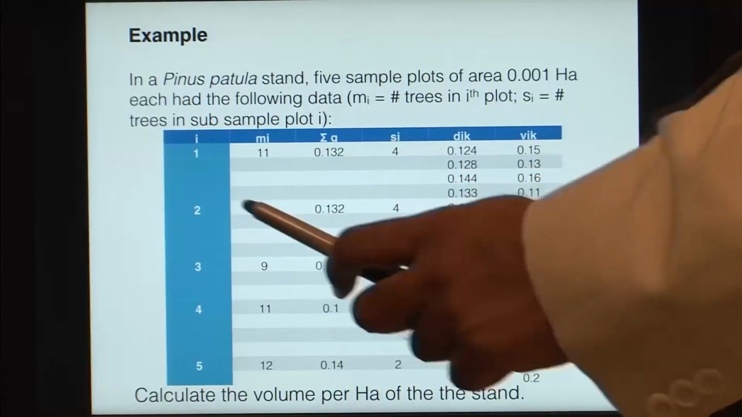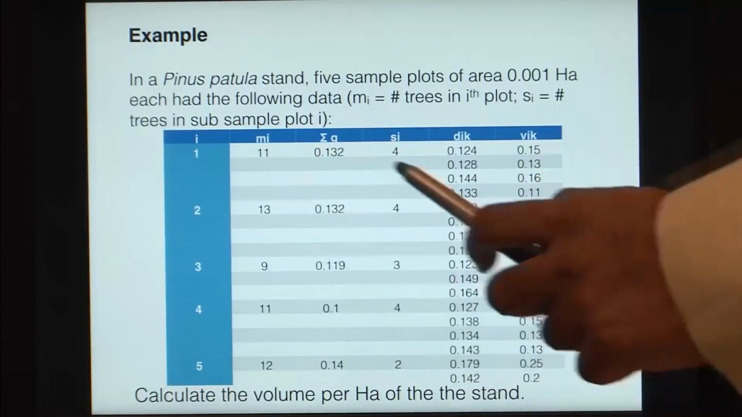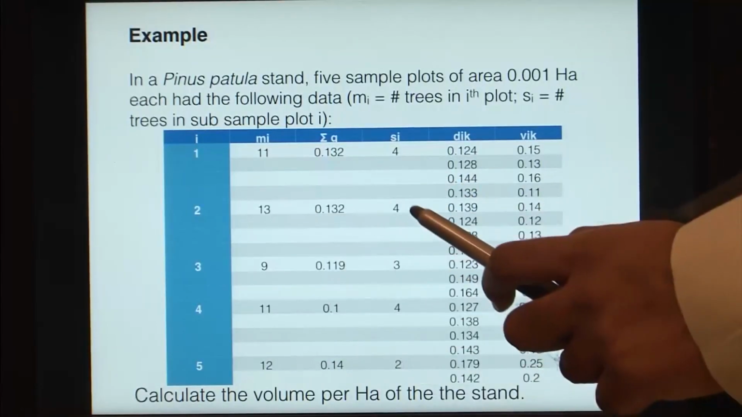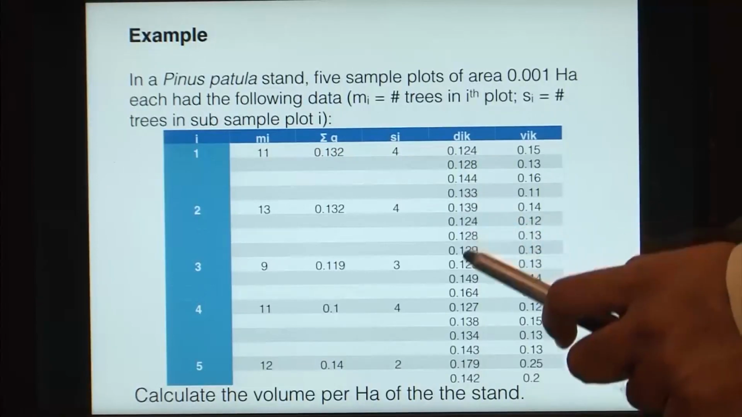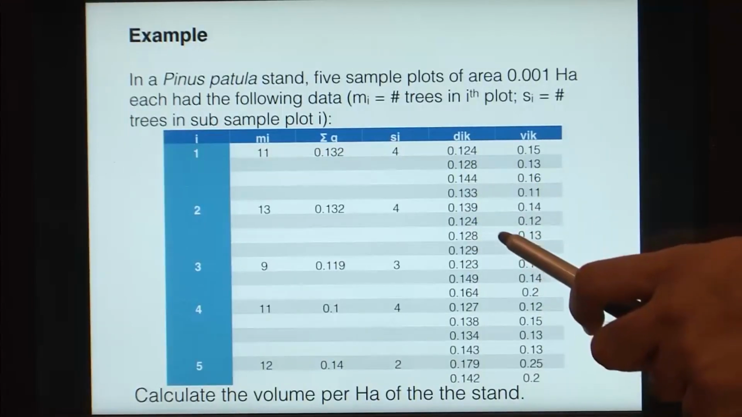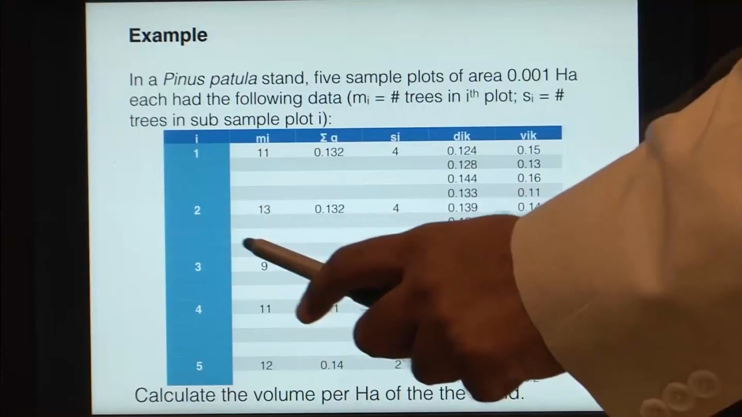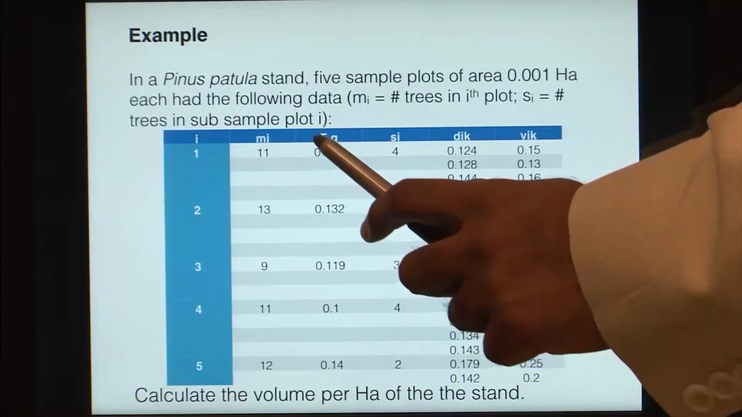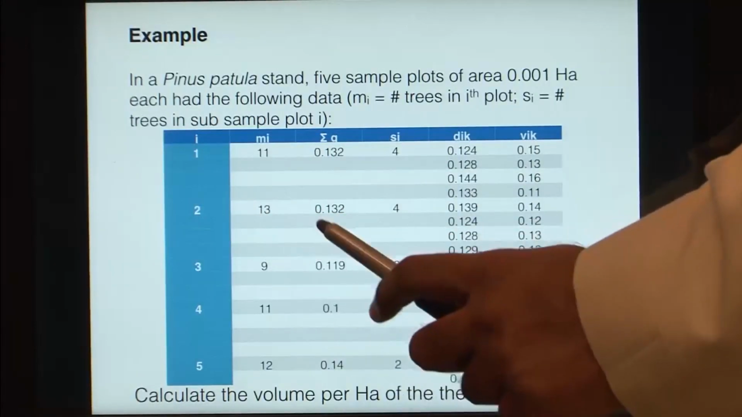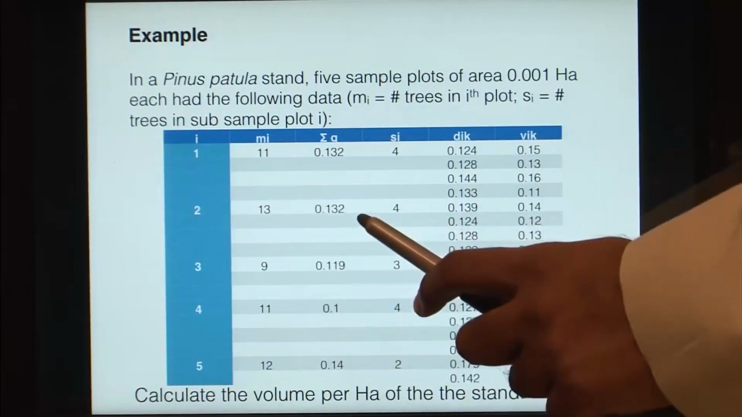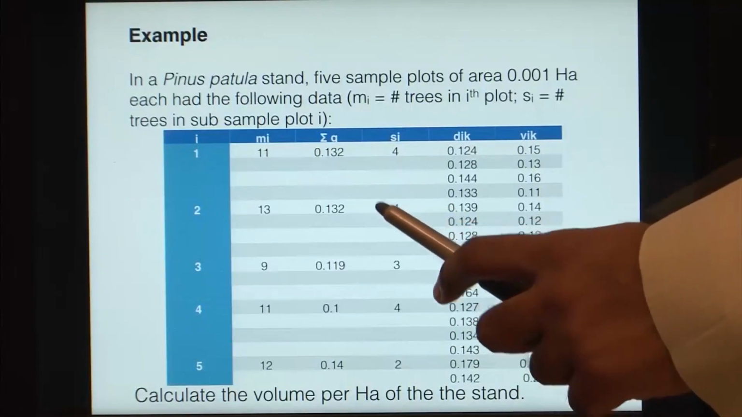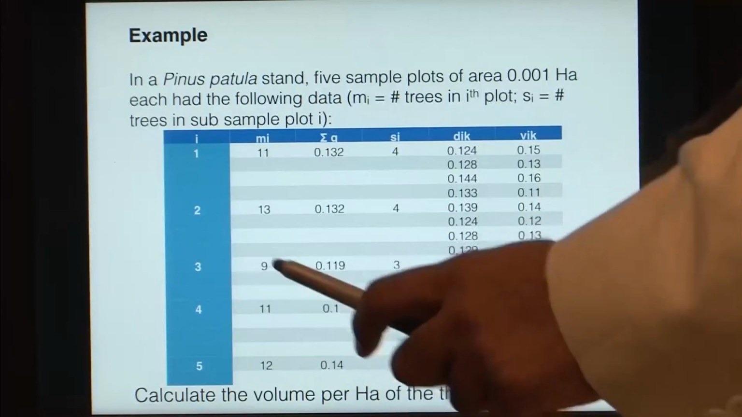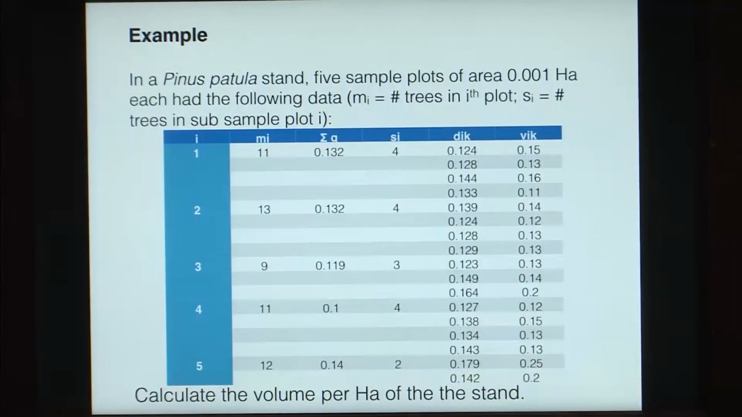Similarly, for the second sample plot, out of 13 trees you took a subsample plot of 4 trees. For these 4 trees you have measured the diameters and the volumes completely, whereas for all these 13 trees you have figured out the basal area and the sum of the basal areas. So, for these 13 trees you have the sum of the basal area, and for these 4 trees you have individual diameter and volume values. Similarly, in the third, fourth and the fifth plot as well.